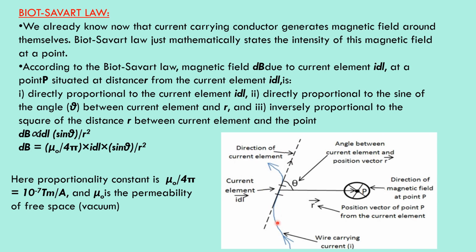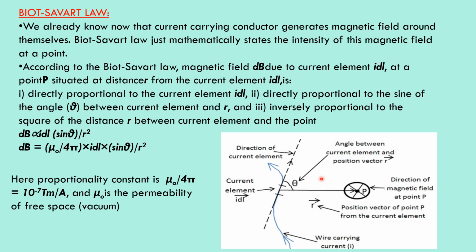How do you know that? Keep a magnetic compass near the wire carrying current. Then that magnetic compass will show deflection. It indicates that the current carrying conductor generates a magnetic field.